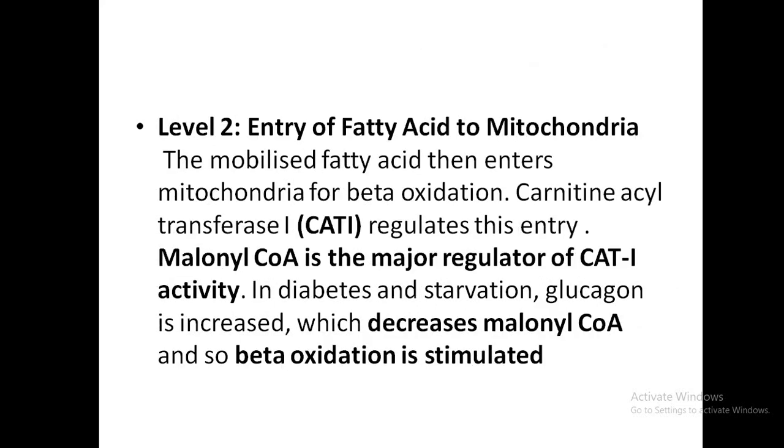The second level is the entry of fatty acid into mitochondria. The mobilized fatty acids now enter the mitochondria for beta oxidation. Carnitine acyl transferase CAT1 regulates this entry. Malonyl coenzyme A is the major regulator of CAT1 activity. In diabetes and starvation, glucagon increases and it decreases malonyl coenzyme A. So beta oxidation is stimulated.